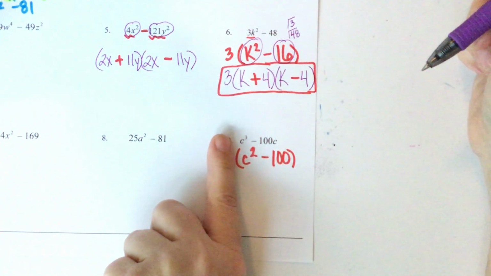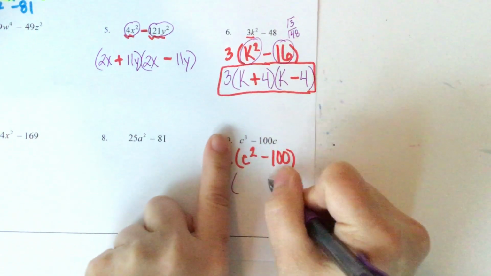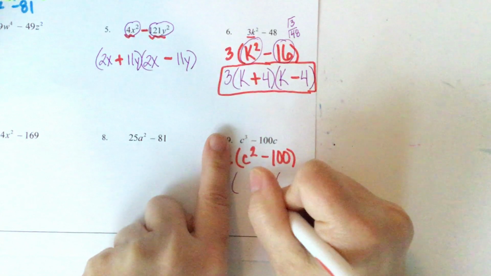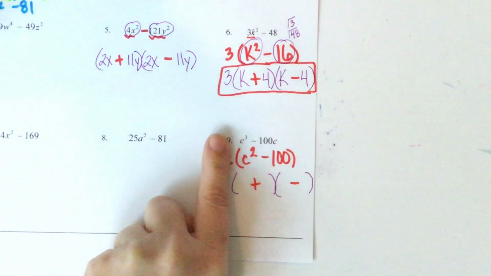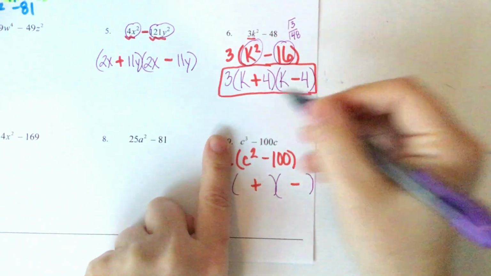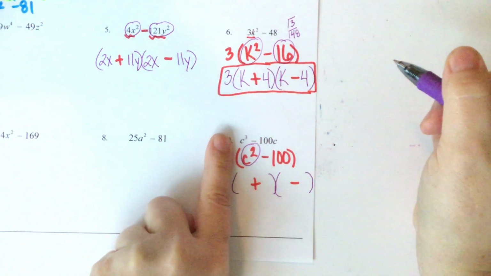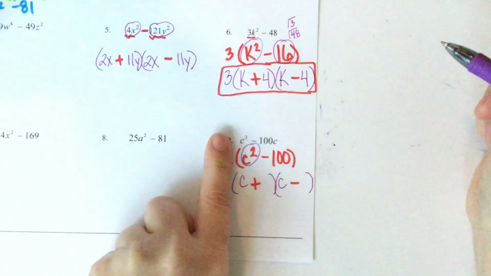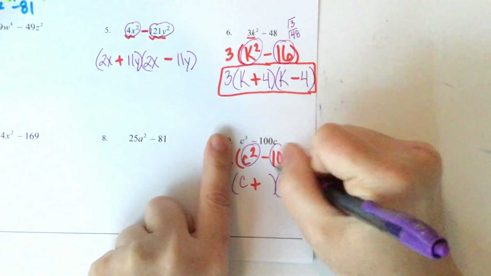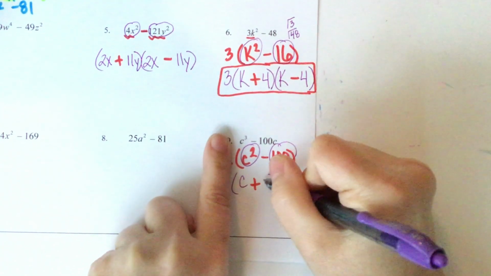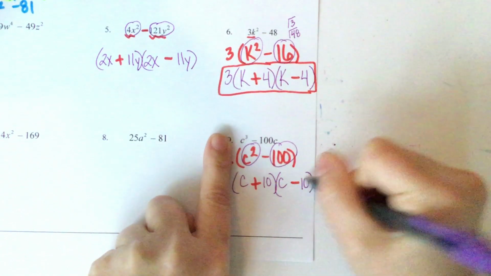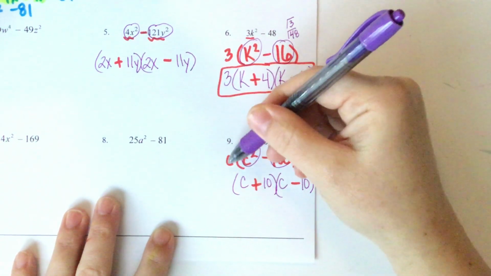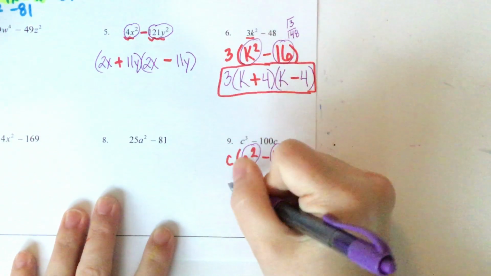It is. So I'm going to build my 2 sets of parentheses. One's going to get a plus, and one's going to get a minus. And then I take the square roots. What's the square root of c squared? c, because c times c is c squared. And then what's the square root of 100? 10, because 10 times 10 is 100. And then this GCF that we took out at the very beginning, don't forget to drop it. Shoo!